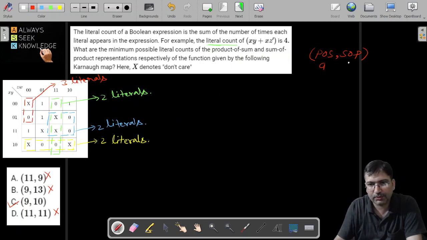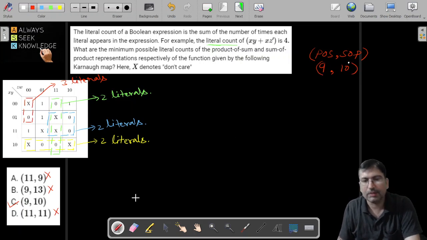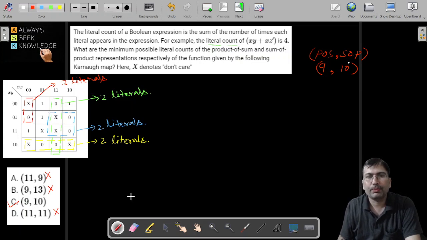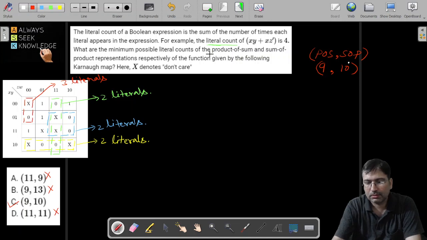So in POS we will get 9 literals, and SOP I have already told you 10 literals we have counted. So the answer would be C. I hope you are able to get it. I am not solving it in terms of the Boolean function because this question is not asking that, right? So thank you.